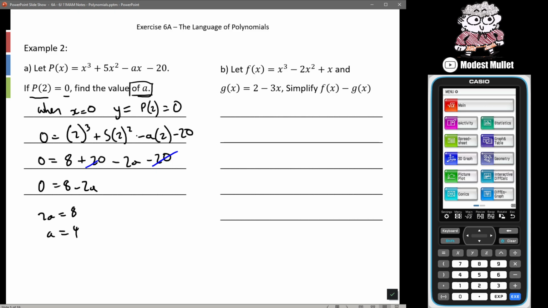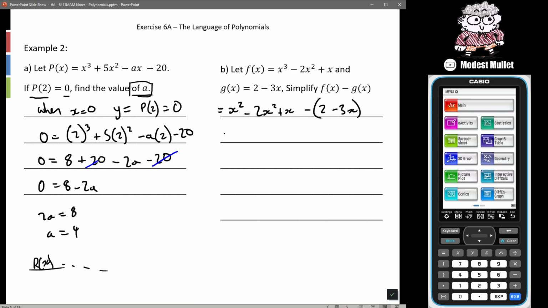If it then said find what p of x is, you would have to write the full p of x is equal to blah blah blah, but it doesn't. Okay, let f of x is equal to x cubed minus 2x squared plus x, and g of x is equal to 2 minus 3x. Simplify f of x, take away g of x. So that's just saying take the first polynomial, which in this case is the cubic, and then take away the whole second one. So that's just a matter of collecting like terms.